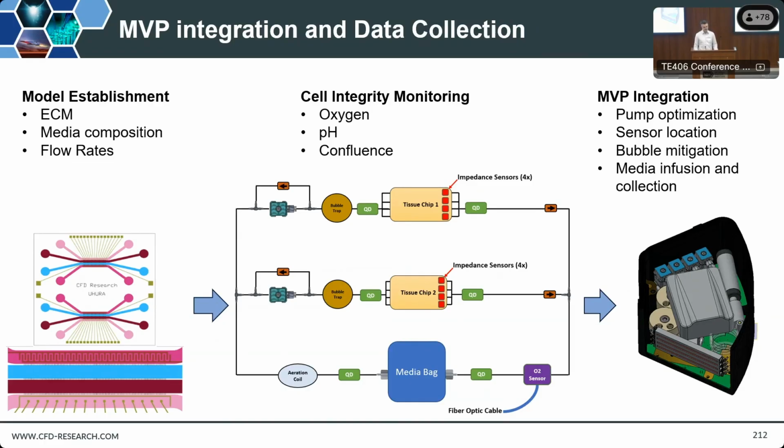In the MVP, we'll be able to monitor oxygen, pH, and cell confluence. And in the integration, though, we do need to re-optimize the pumps. We need to optimize sensor locations and bubble mitigation. Bubbles are kind of a problem, so we don't want any bubbles in our model. Then we also have to make sure that we can operate within their parameters for media infusion and also ISS crew media collection.